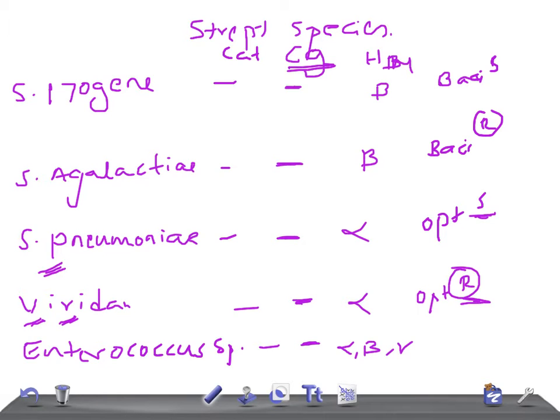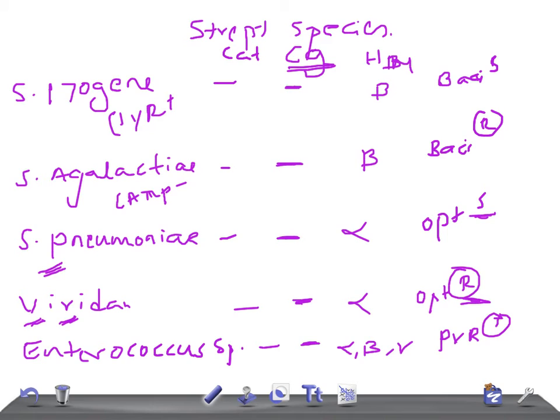Now, Enterococcus, they are PYR positive. What's PYR? Pyrrolidonyl aminopeptidase, right? So they are positive for that. This is the basic features of a Strep species. The other features: Strep pyogenes is PYR positive, and agalactiae is CAMP positive.